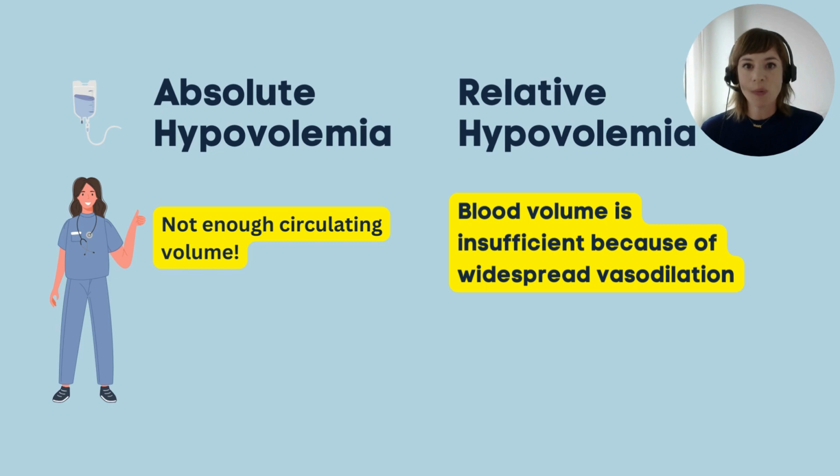Remember when we talked about what equals cardiac output? One of those was systemic vascular resistance, or how vasodilated or vasoconstricted a patient is. When they are vasodilated, the patient is hypovolemic, but it's relative to the diameter of the veins and arteries, right? So, what causes relative hypovolemia?